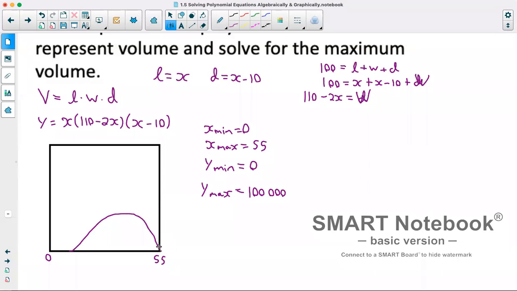At this point, we'll go second calculate. Because we're looking for maximum, we will move our cursor to the left of this maximum. So to here, hit enter. Move it to right of maximum. So for example, to here, hit enter twice.